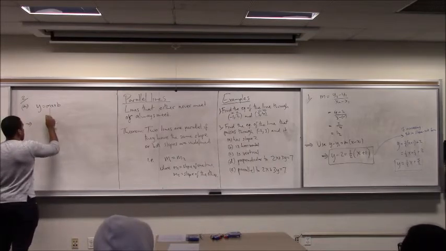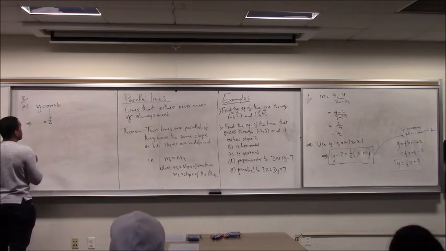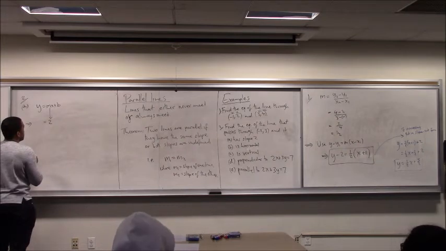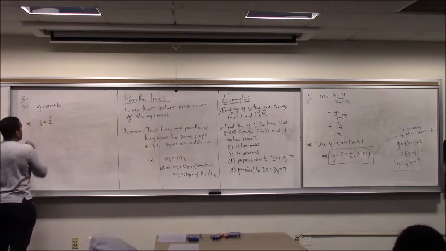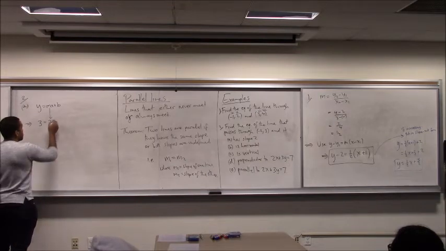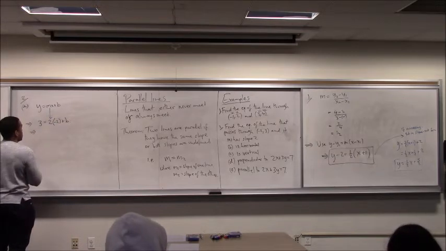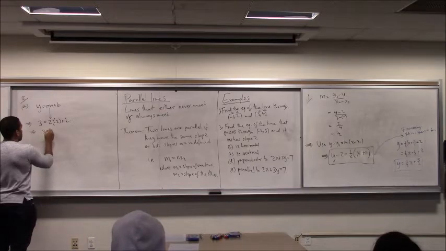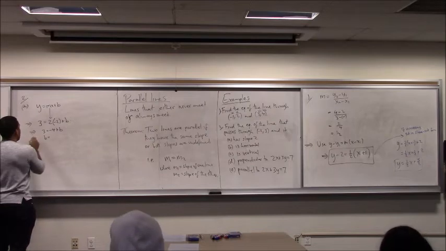For m, you were told the slope was 2, okay? And then, since it's given the point negative 2 comma 3, I would plug in 3 for y. 3 equals 2 times negative 2 plus b. And I'll get 3 equals negative 4 plus b, and b equals 7.